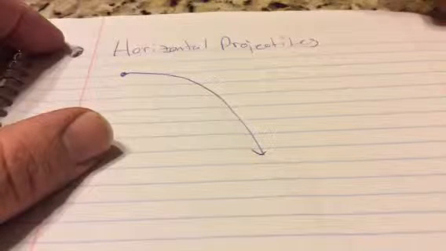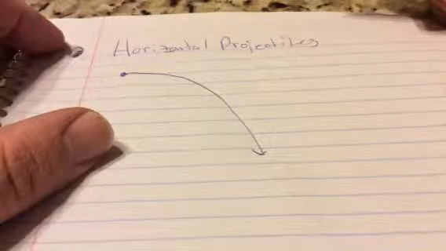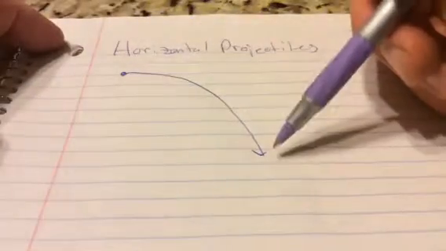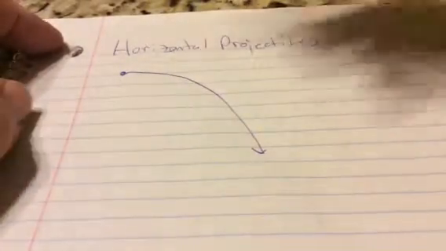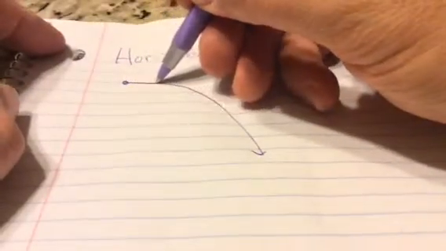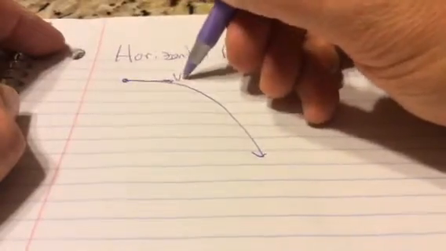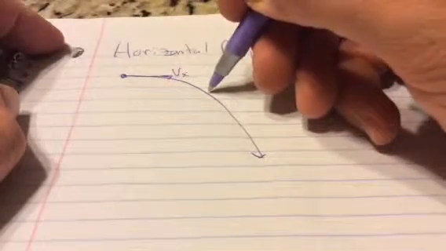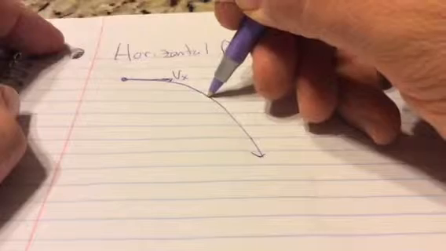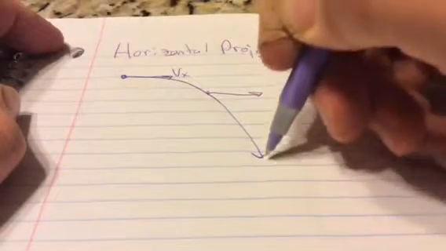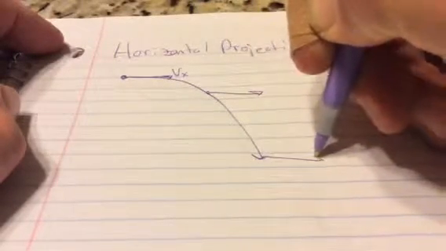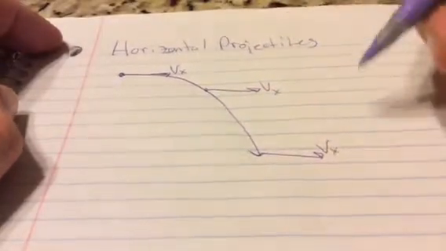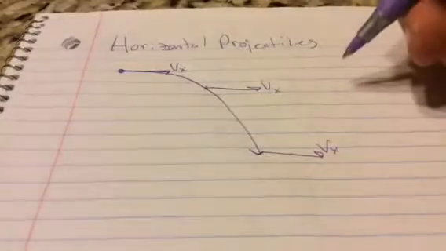Alright, now it's time to talk about horizontal projectiles. Horizontal projectiles in general follow a nice parabolic path. Things we know about horizontal projectiles: velocity in the x direction is relatively constant. So the horizontal velocity up there, and the horizontal velocity at this point, Vx, these would all be the same.